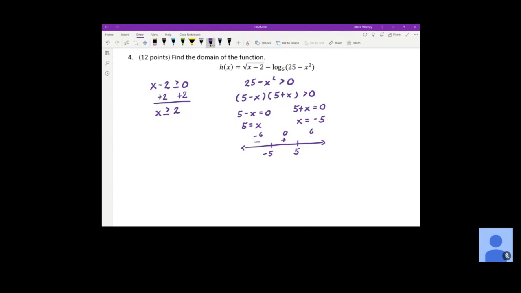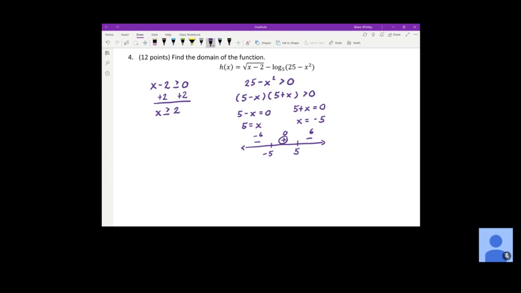6 works. 5 minus 6 is going to be what? Negative. 5 plus 6 is going to be positive, and a negative times a positive is negative. Now, do we want positives or negatives this time? Good. We want this to be greater than 0, which means we only care about the positive values. That means I'm only looking at that one right there.